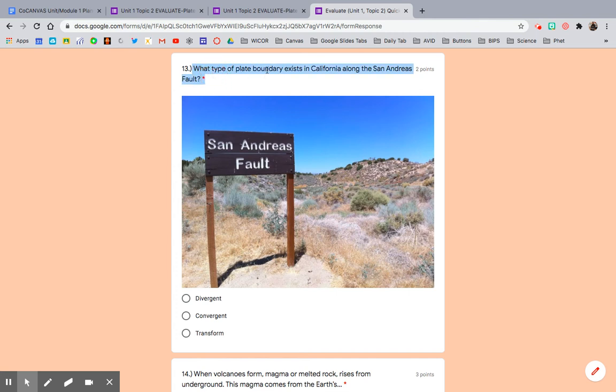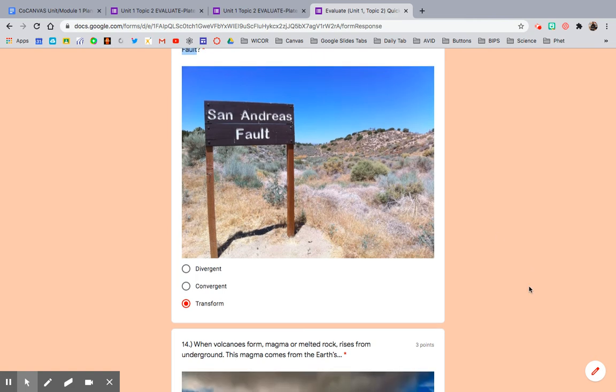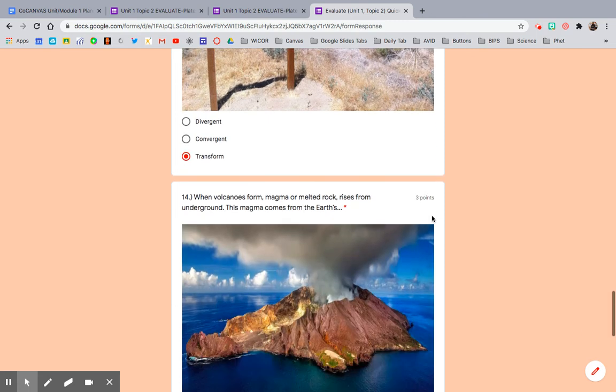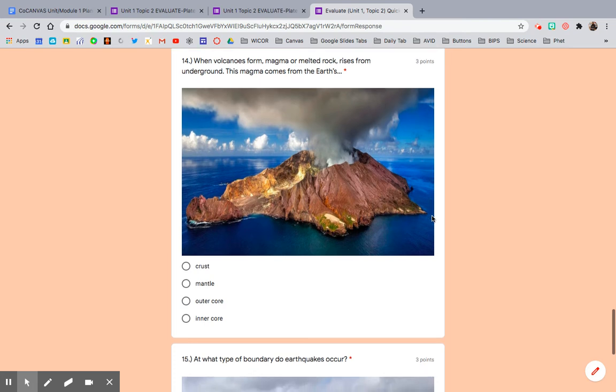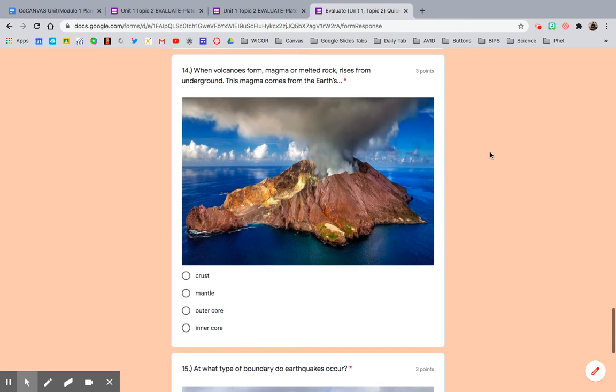Number 13, what type of plate boundary exists in California along the San Andreas Fault? And here is an actual picture of the San Andreas Fault where it starts. So they've got a little sign and everything. So is there a divergent boundary at a fault? Is there a convergent boundary at a fault? Or is there a transform boundary at a fault? Think about San Andreas Fault, think about your hand motions, what happens in California a lot, and which one of those boundaries is responsible for that. I must say, y'all, I found some pretty great pictures for this quest.